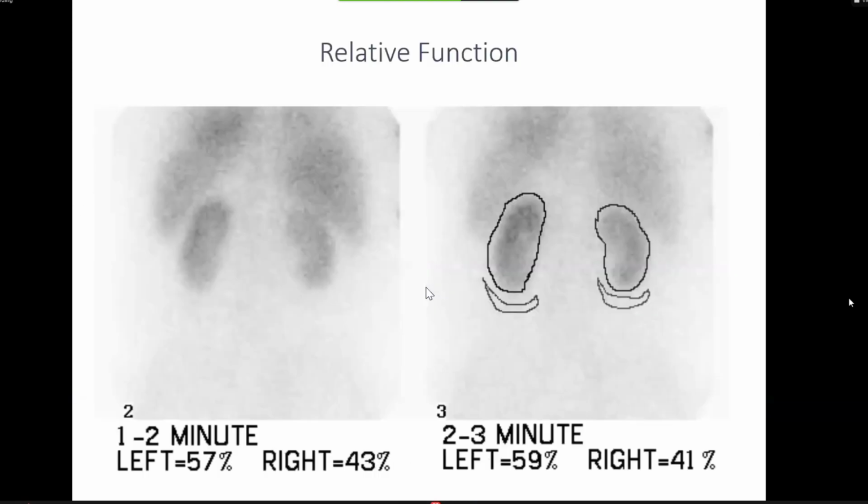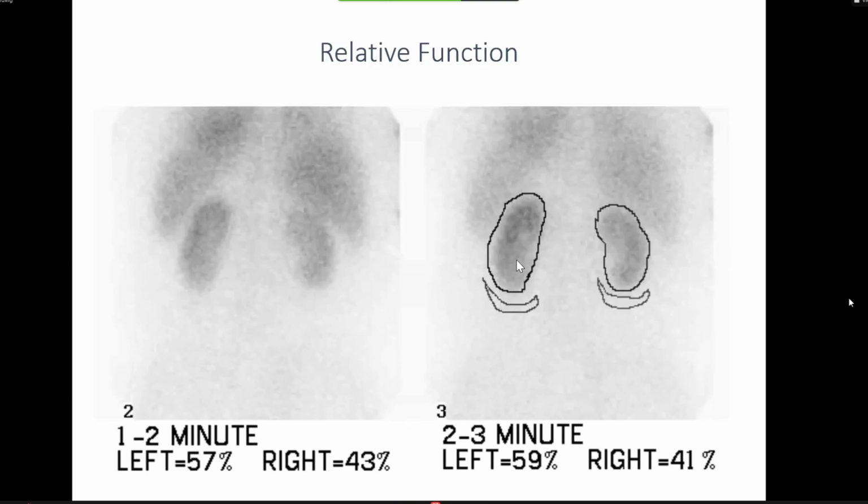If you plot this normal study, we can draw the region of interest, and then we get what we call the relative function. So normally, of the total renal function, which is say 100, each kidney contributes about 50%. So 47, 53, 48, 52 would be the contribution of each kidney to the total renal function. So that is what we call relative function.